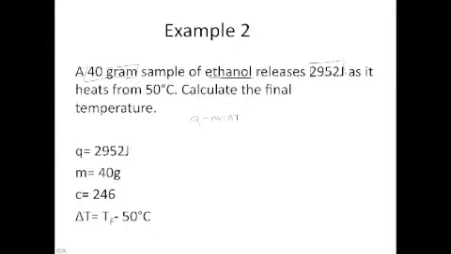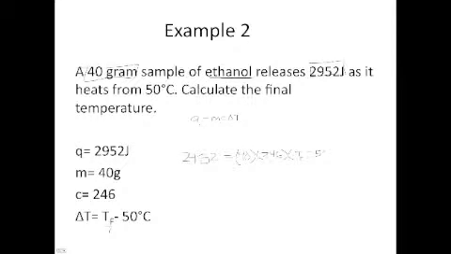So then you find your delta T, which is temperature final minus temperature initial. You're looking for your final, so that's your question mark. So you're going to plug it into the equation. You're going to have 2,952 joules equals 40. You're going to put that in parentheses because you're going to multiply by other things. Your specific heat, 246. And then your temperature final minus your initial.